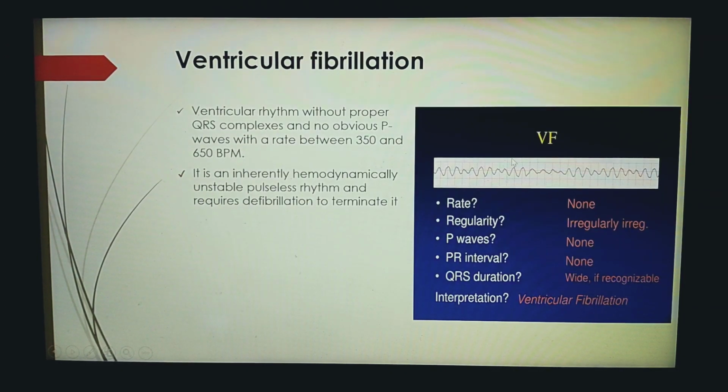And here is ventricular fibrillation. Here the QRS complex is wide, there is no P wave, and it is irregular. That is ventricular fibrillation, that is very dangerous, very dangerous.